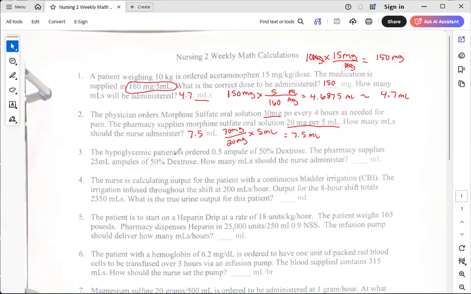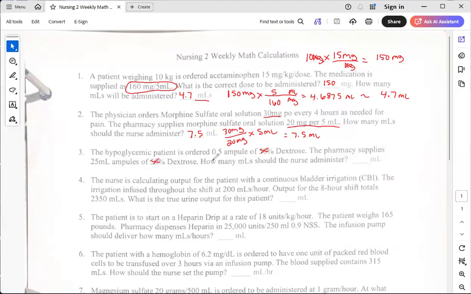Okay, number three, the hypoglycemic patient is ordered half or 0.5 ampule of 50% dextrose. The pharmacy supplies 25 milliliter ampules of 50% dextrose. How many ml should the nurse administer? So this one can get tricky because there's a lot of numbers here. So the 50% dextrose just tells you what it is. You don't need to do anything with that 50. You could just ignore that number. Just know that it's half dextrose.